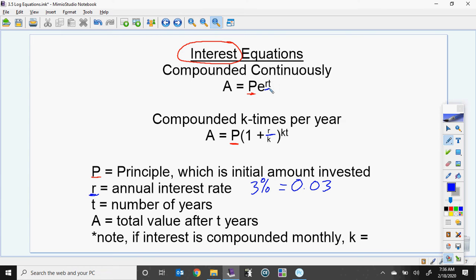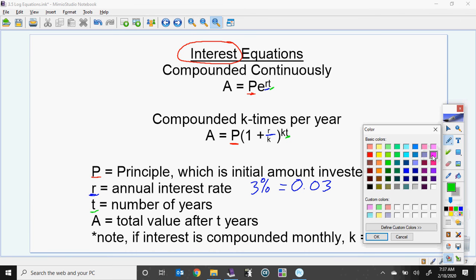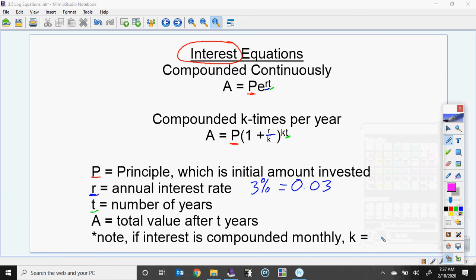T is the number of years. So we're putting in some amount of money, collecting interest for a certain number of years. There's T, there's T. It's always in the exponent. And then after a certain number of years, we get money back, more money than we put in, and that's our A. So that's how much money we get at the end of a certain number of years.